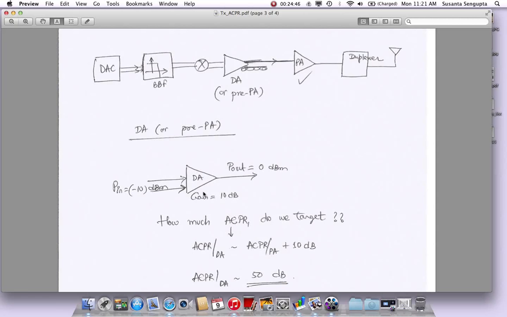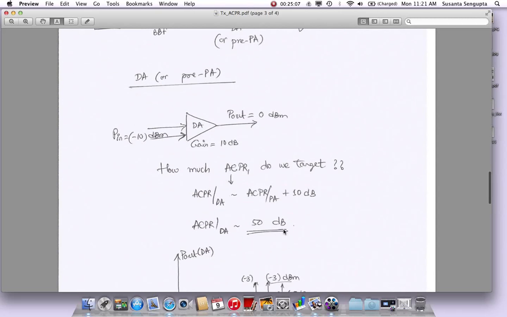In the DA, we will try to target it to be much more linear compared to the PA. It has to be. Otherwise, this nonlinearity will start getting on top of this and destroying the system. So we will say that for the DA, we want it to be 10 dB better. So the ACPR of the DA, just as a rule of thumb, let's say it's whatever the PA was, it will have a 10 dB margin to it. So we want an ACPR of 50 dB.